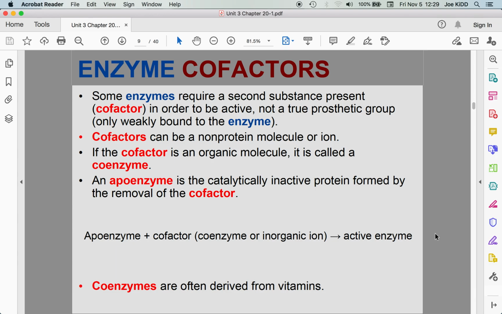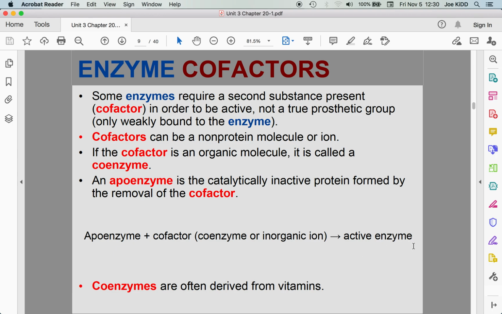A lot of them also require metal. So metal ions are a very important cofactor for many of the enzymes in our body. About 30% of the enzymes in our body actually utilize a metal cofactor. When the cofactor or coenzyme is not present, the enzyme is called an apoenzyme, and basically that means it's not turned on yet. It won't be turned on until the cofactor is added. When the cofactor is removed, it becomes the apoenzyme again. So we have apoenzyme plus cofactor, or coenzyme, whatever we're going to call it, turns it into an active enzyme.